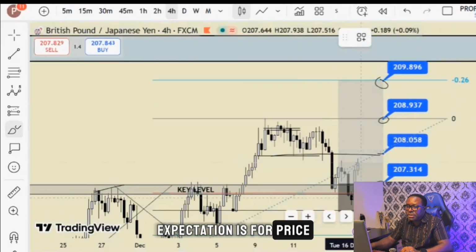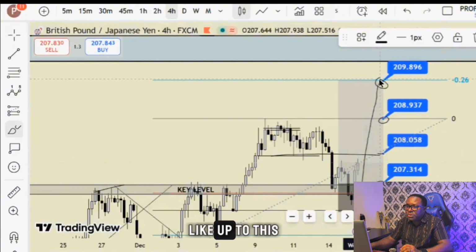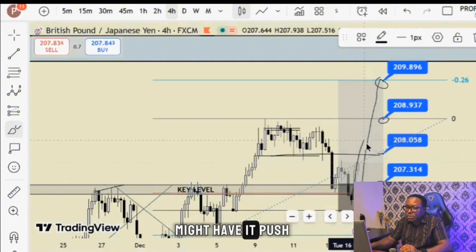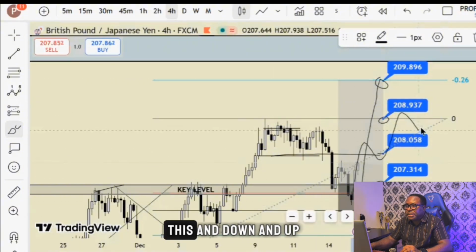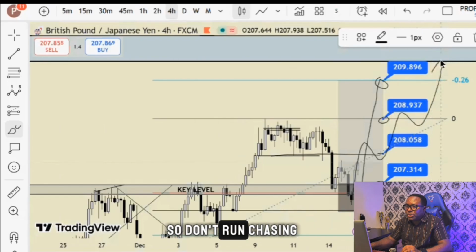The expectation is for price, it may not just spike up to this level. You might have it pushed up, it swings up like this and down and up. So don't run chasing the market.